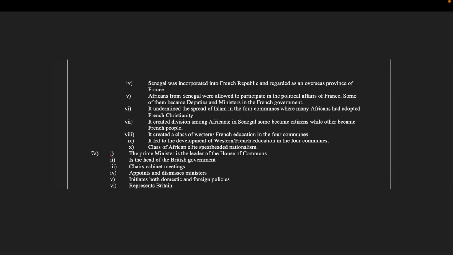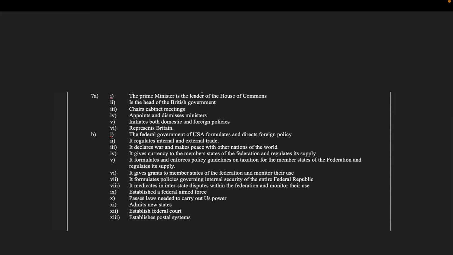7a. The Prime Minister is the leader of the House of Commons. Is the head of the British government. Chairs cabinet meetings. Appoints and dismisses ministers. Initiates both domestic and foreign policies. Represents Britain. The federal government of USA formulates and directs foreign policy.